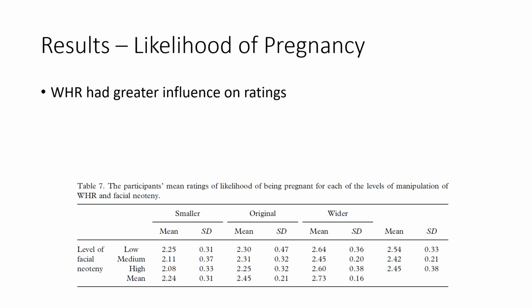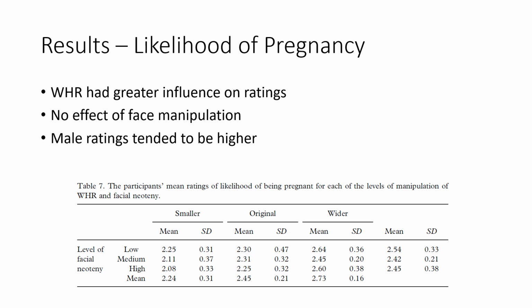Lastly, we'll take a look at likelihood of pregnancy. Waist to hip ratio, as was hypothesized, had greater influence on these ratings. And there was no effect of neoteny on these ratings of likelihood of being pregnant. That is, facial features didn't play into the ratings of likelihood of the person in the photo being pregnant.